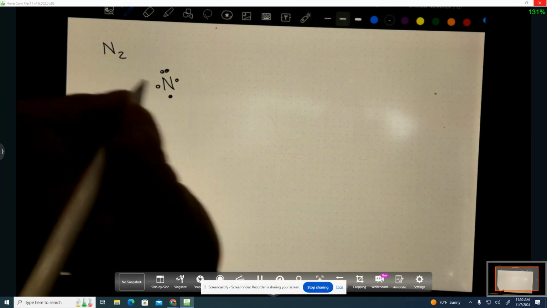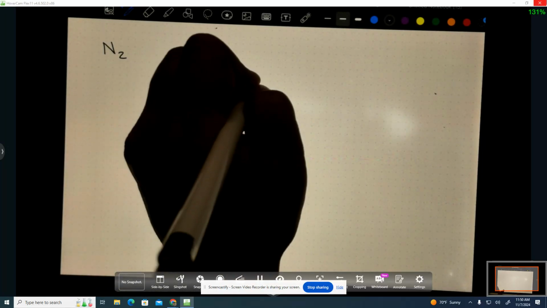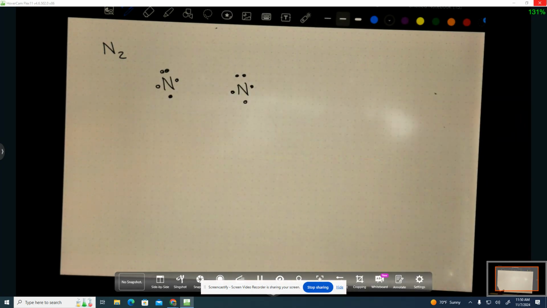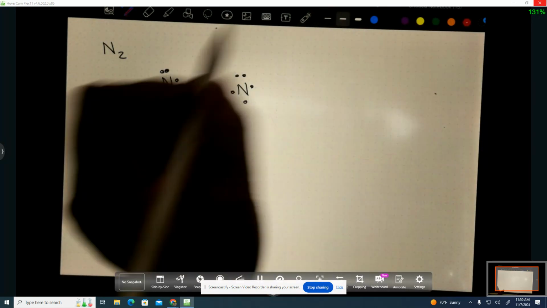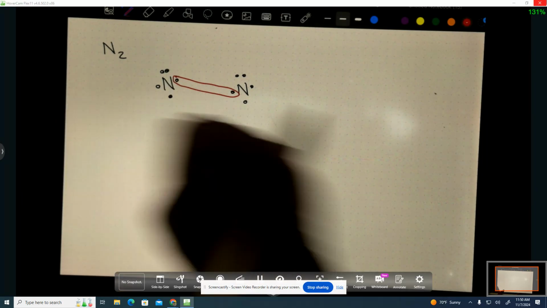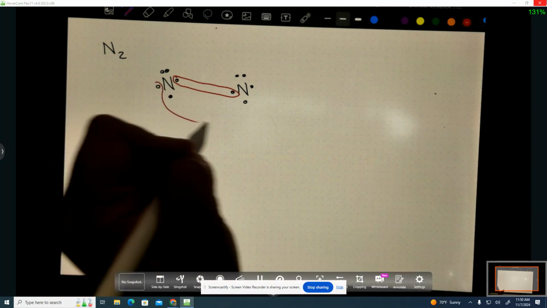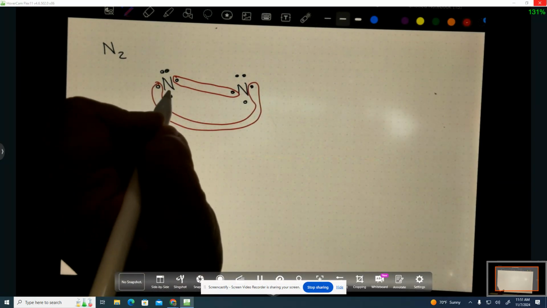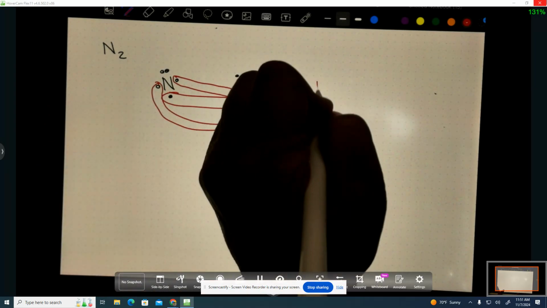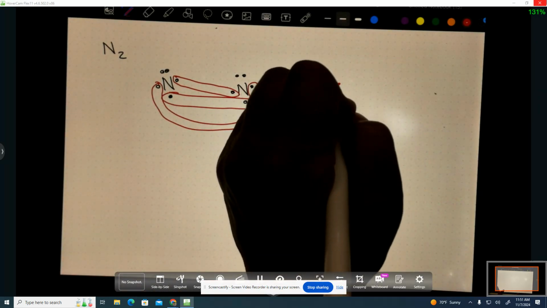The last one for the diatomics. Nitrogen, 1, 2, 3, 4, 5. Nitrogen, 1, 2, 3, 4, 5. What do you think is going to happen? There's going to be a triple covalent bond in between them because this is going to hook up, these guys are going to hook up, and these guys are going to hook up. So you're going to end up with something that looks like this.